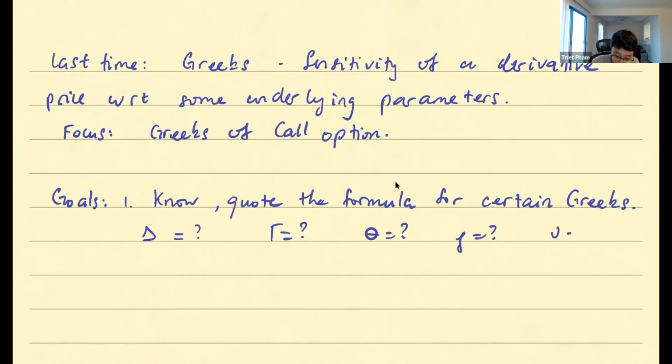What does vega mean? These things, I guess, don't mean much for you right now if you don't pay attention, but it's part of the language that people use. So instead of saying the first derivative with respect to a stock, second derivative with respect to a stock, they say delta or gamma. So you want to memorize that.